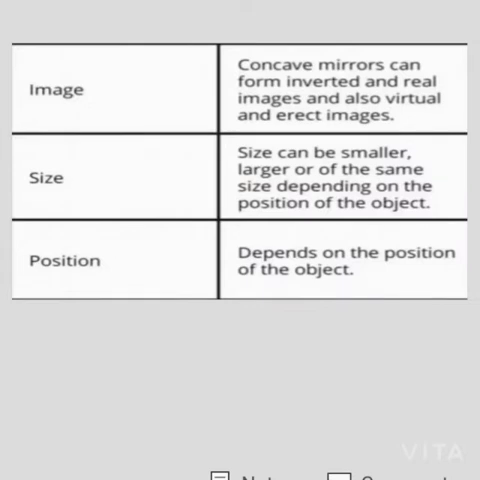Here are the formation of image, size and position of the concave mirror. Image. Concave mirrors can form inverted and real images and also virtual and erect images. If we talk about size, then size can be smaller, larger or of the same size depending on the position of the object. And if about position, then it depends on the position of the object in the case of concave mirror. So now let's see the uses of concave mirrors.